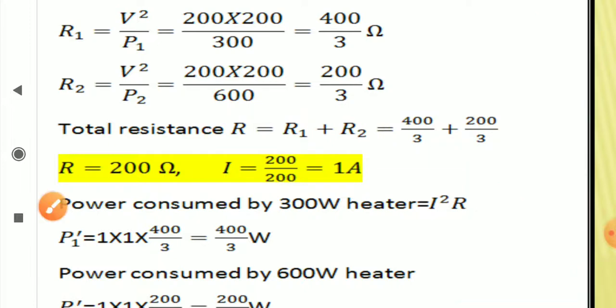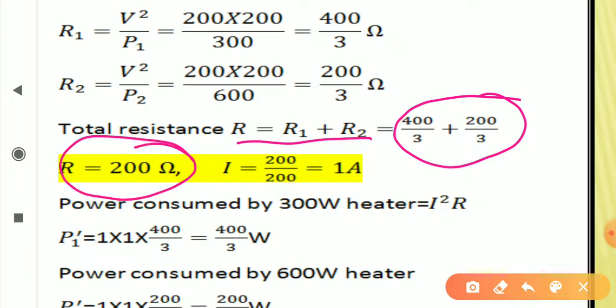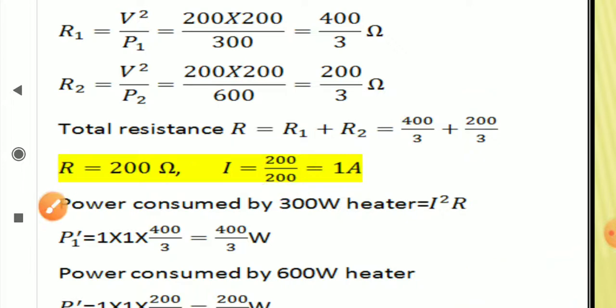Remember that this is a series combination. So the total resistance in the circuit is 400 upon 3 plus 200 upon 3 ohm, and simplify it, you get 200 ohm. So the total resistance in the circuit is 200 ohm. Total current in the circuit will be V upon R, that is 200 upon 200, that is 1 ampere. So 1 ampere current is flowing through each of the resistances, each of the heaters.